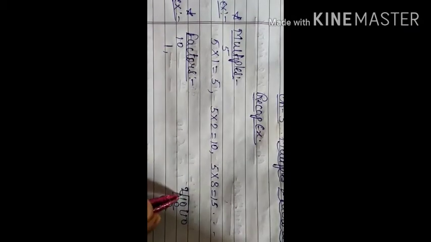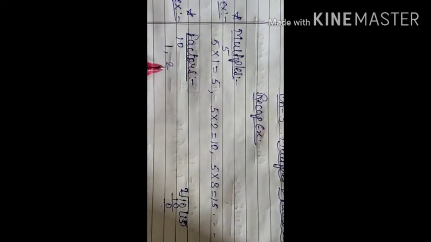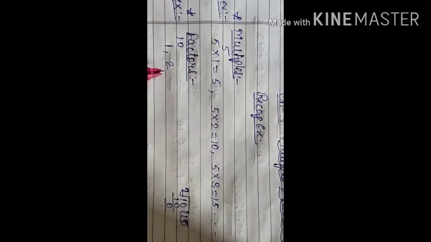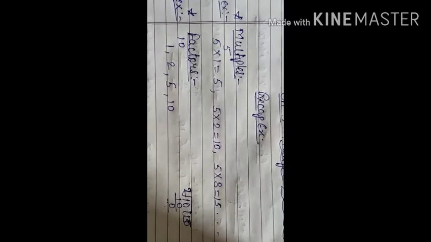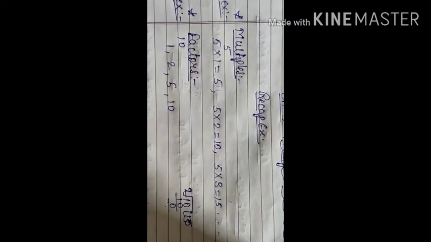Similarly, when you divide it by 2, you will get 5 and the remainder is 0. That means 2 is also a factor of 10 because it divides 10 completely, leaving remainder 0. Similarly, 5 and 10 are also factors of 10. So likewise, we have to learn in this chapter about multiples and factors.